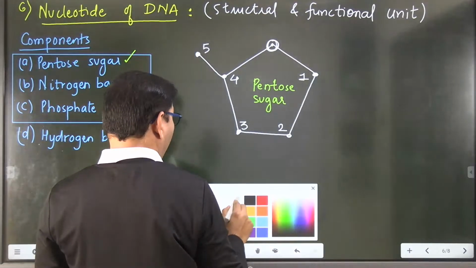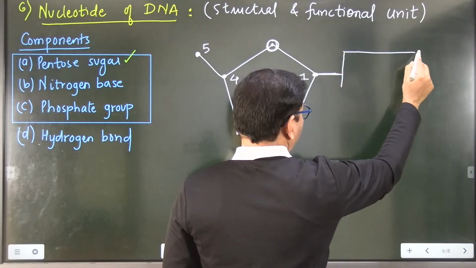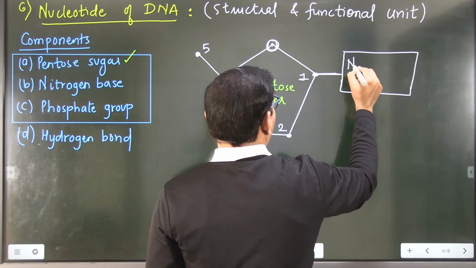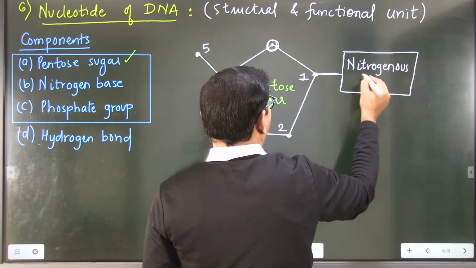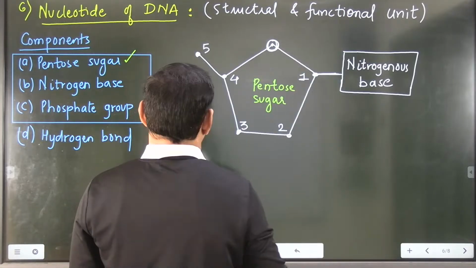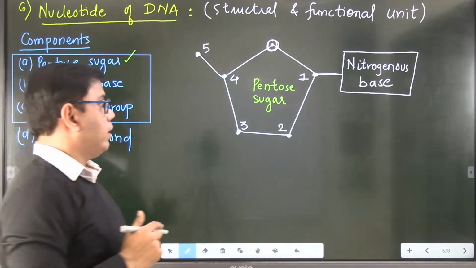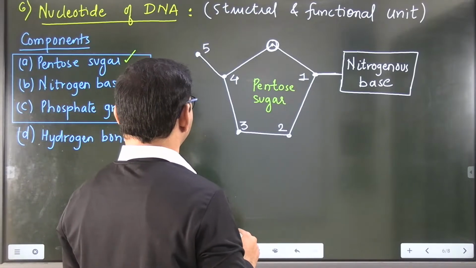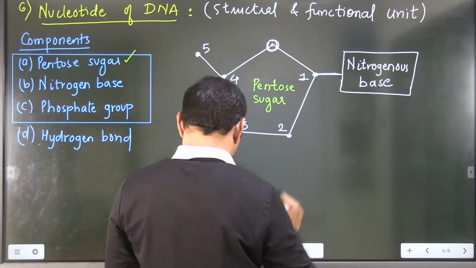Then how to draw the nitrogenous base? So come here. Draw a rectangle like this, which is the nitrogen or nitrogenous base. Nitrogen base is also fine. All right. And we have what? Phosphate group. And over here, remember this.